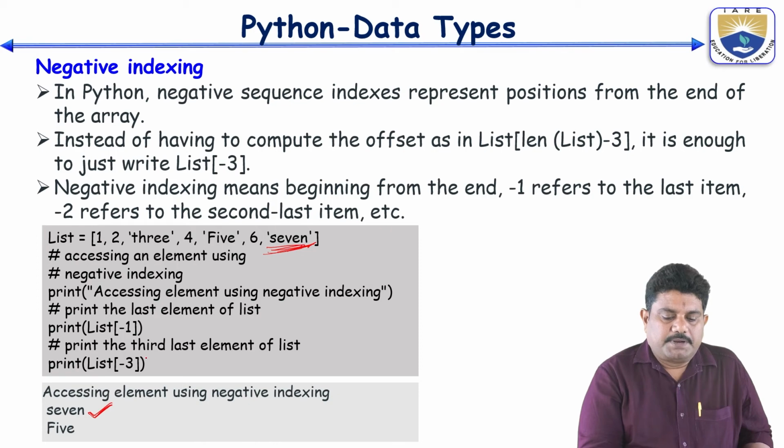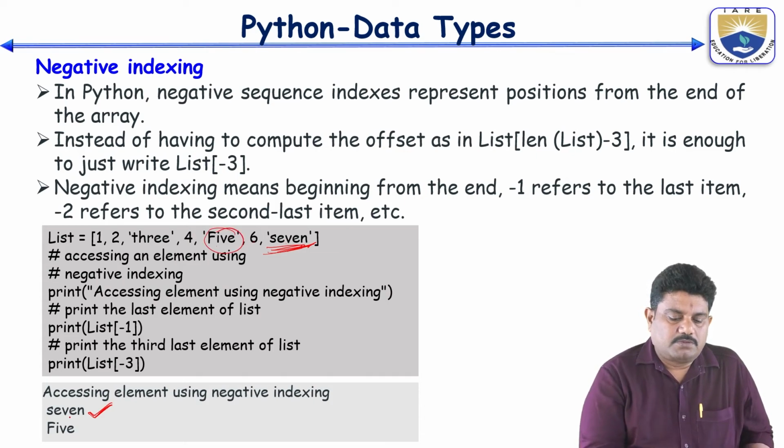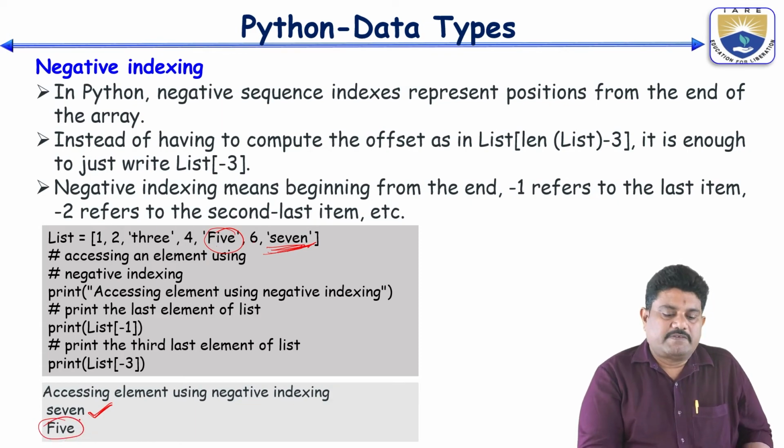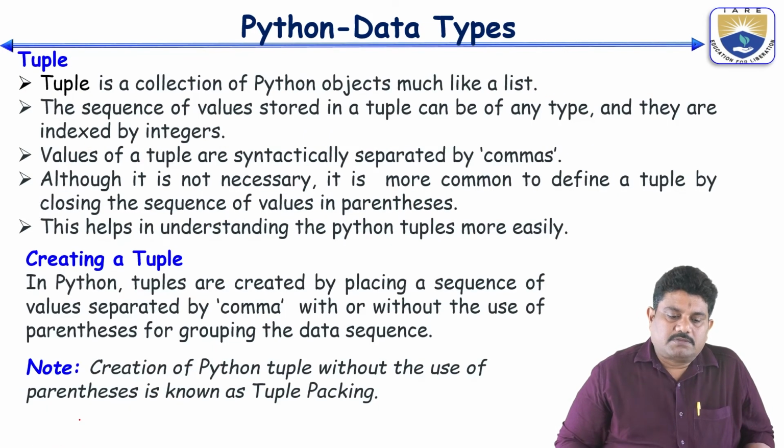And here, print the third last item of the list, list of -3. What is the third last item? -1, -2, -3, which is 5. So 5 is printed here. So 7 and 5, that is how you can print the values.